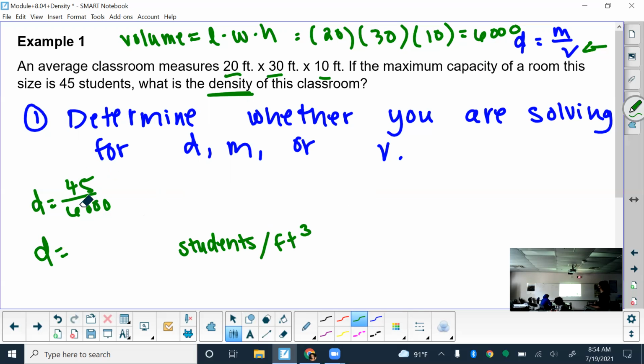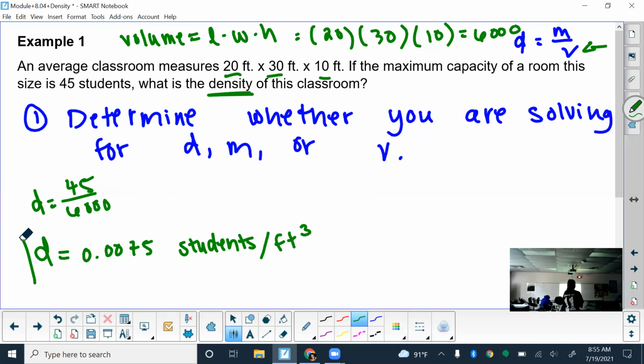All right, now put in your calculator 45 divided by 6,000. It's 0.0075. Good. So then our answer for the density is 0.0075 students per cubic foot. And that is all you're doing there. I'll put a normal equal sign because it's not an approximation.